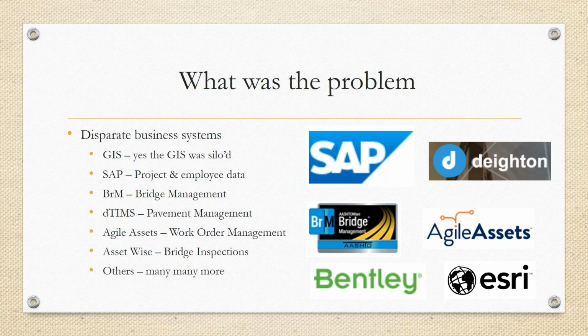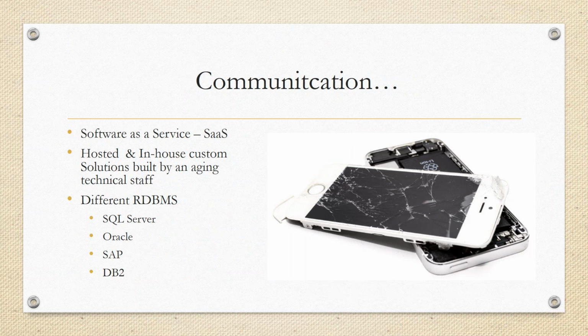The problem, as many other states probably know, is that we have a lot of disparate business systems: SAP, DTEMS for payment management, BRM and Bentley AssetWise for bridge-related data, and a work order management system with Agile Assets, and just a whole slew of things, and none of these really communicate. AssetWise, for example, is software as a service. We have other things that are hosted solutions or custom in-house solutions built by IT staff here, and they're all using different relational database management systems: SQL Server, Oracle, SAP, DB2, whatever. There's probably some FoxPro around somewhere. None of this really talks well with each other, and that's a struggle.